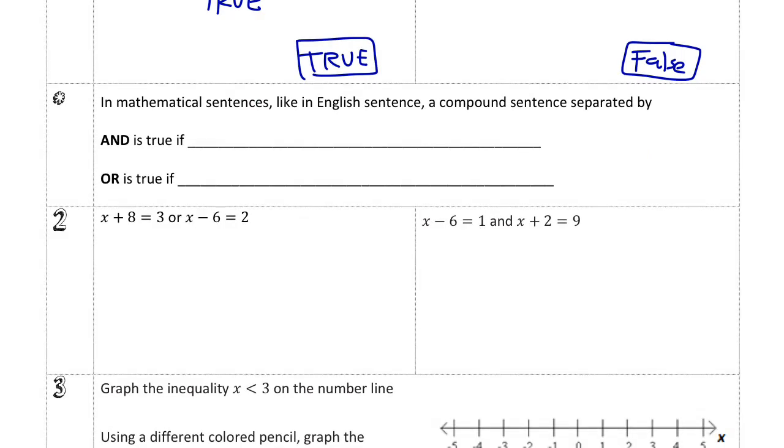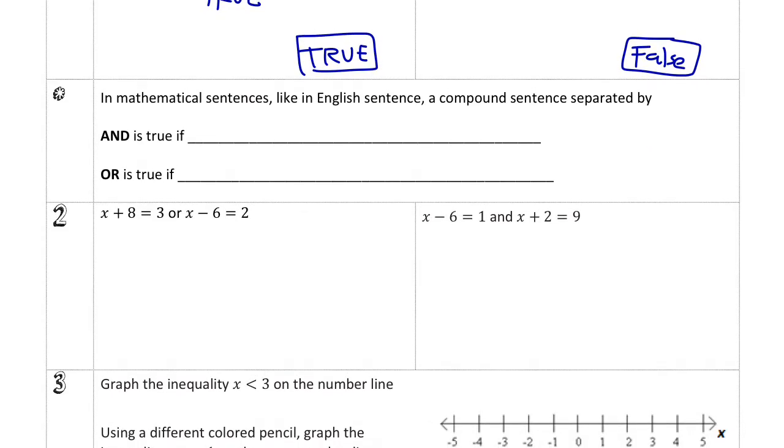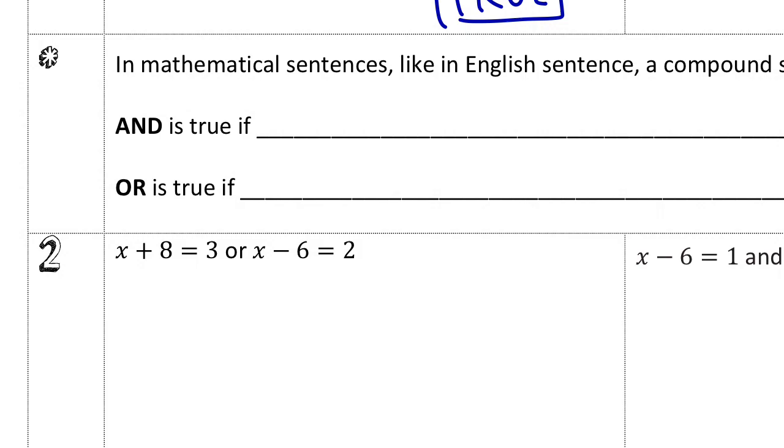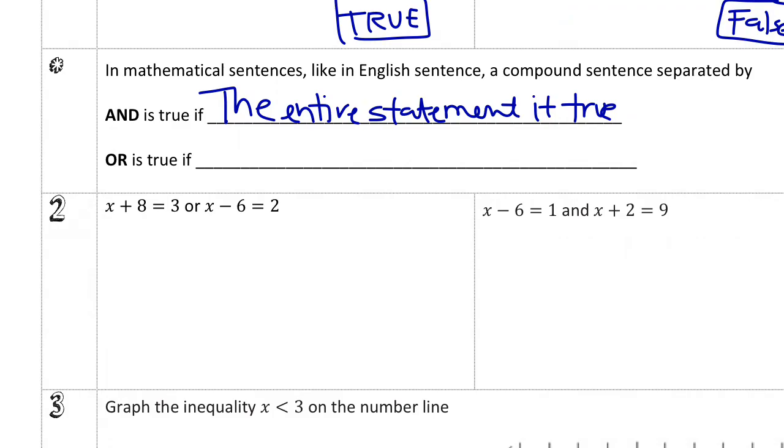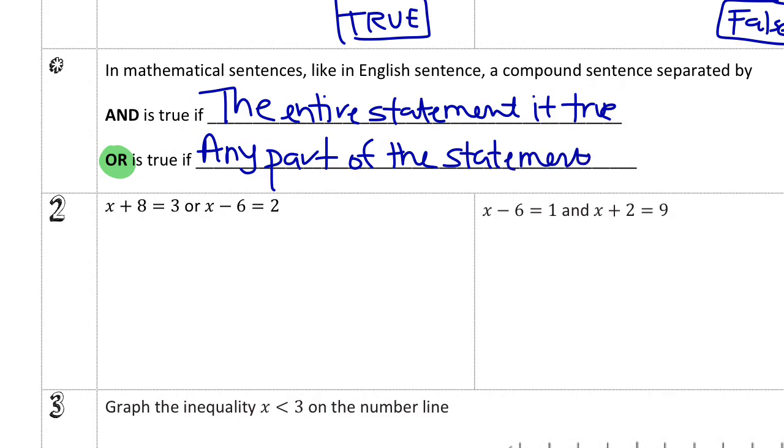So in mathematical sentences like English sentences, a compound statement is separated by and. If it's separated by and, it is true if the entire statement is true. If it's separated by or, it's true if any part of the statement is true.